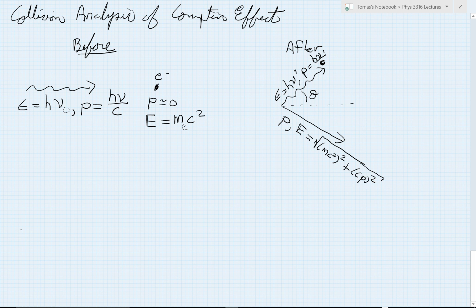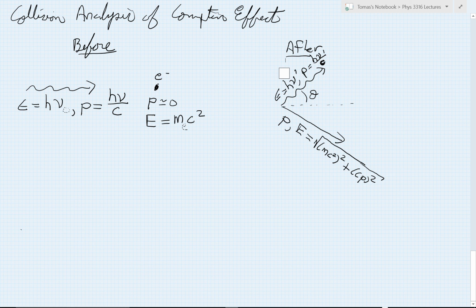So if we look at this before and after, we know the drill. We're going to say the momentum before is the same as the total momentum after, adding them as vectors. We're then going to do the same thing with the total energy before and the total energy afterwards. And if we think a little bit about our algebra, we have mostly fundamental constants in here, m and c and Planck's constant h. The variables that we have are nu, which is not an unknown, right? Nu is the incoming photon frequency.